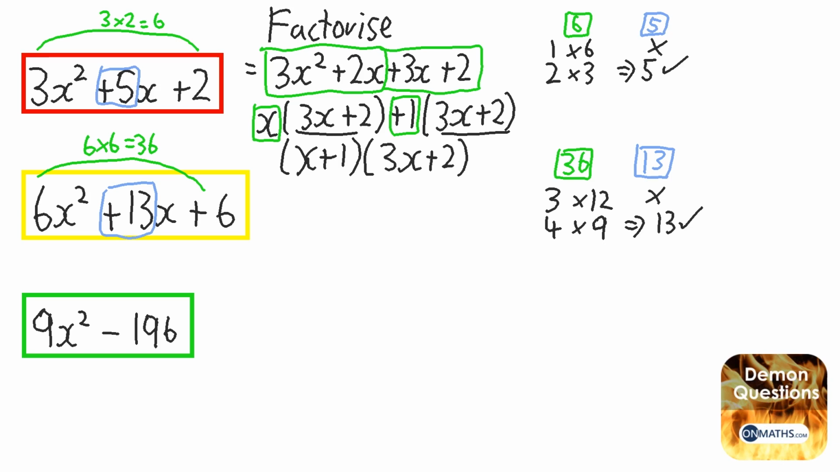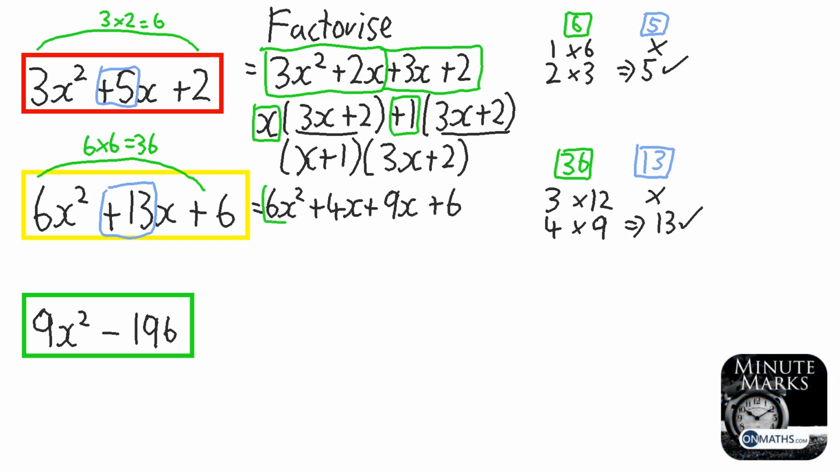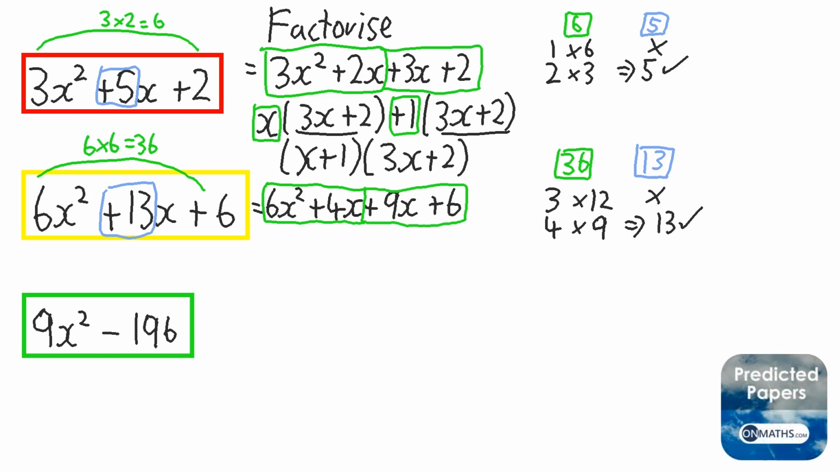Okay, so I'm going to write the question again. So 6x squared, and this time I'm going to split that 13 up into plus 4x plus 9x, and then plus 6. So let's add my green boxes here. So I'm looking at this one first, and then I'm looking at factorising this one. So what am I going to factorise out? Well, they both have 2x that I can divide out.